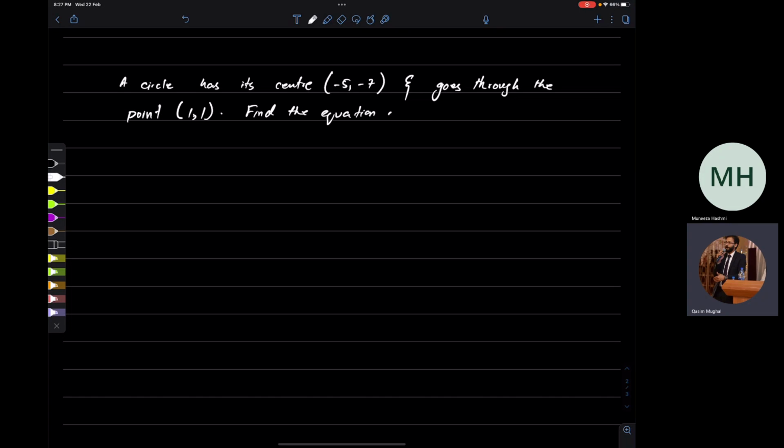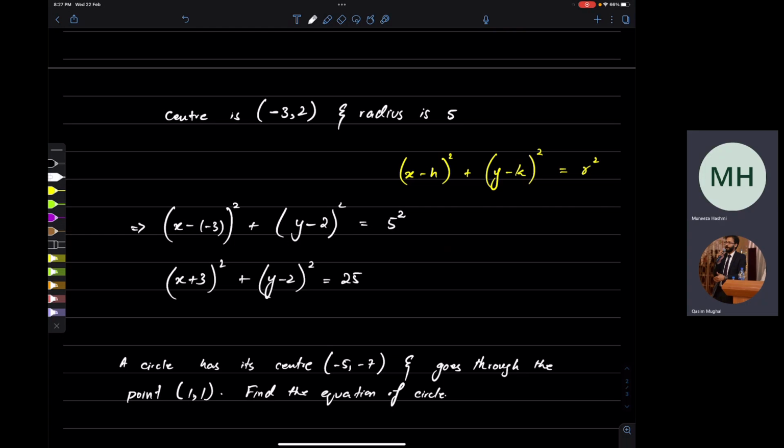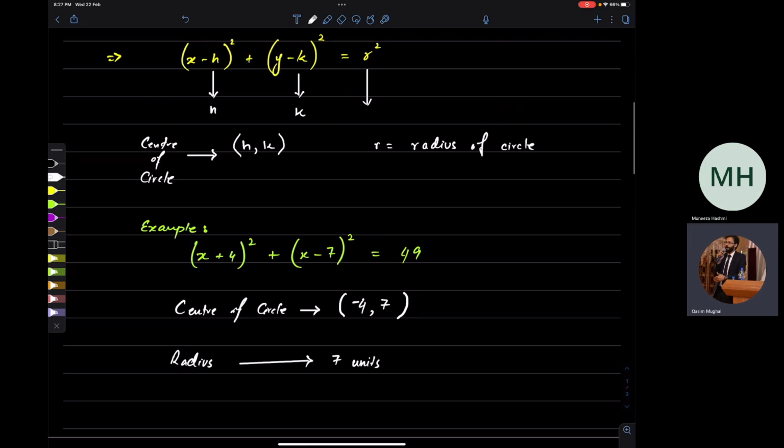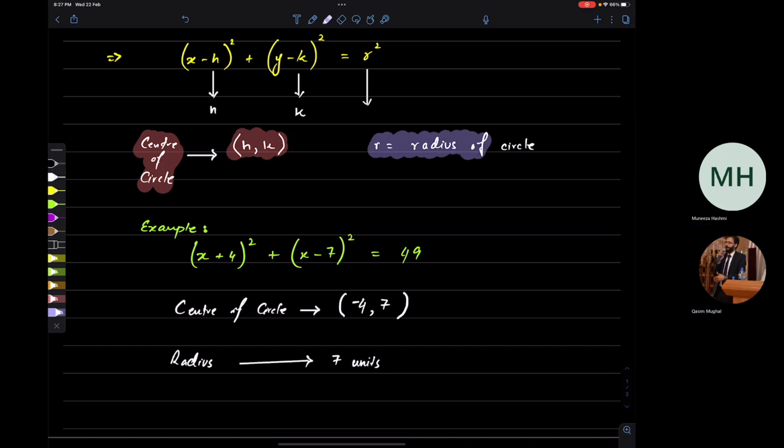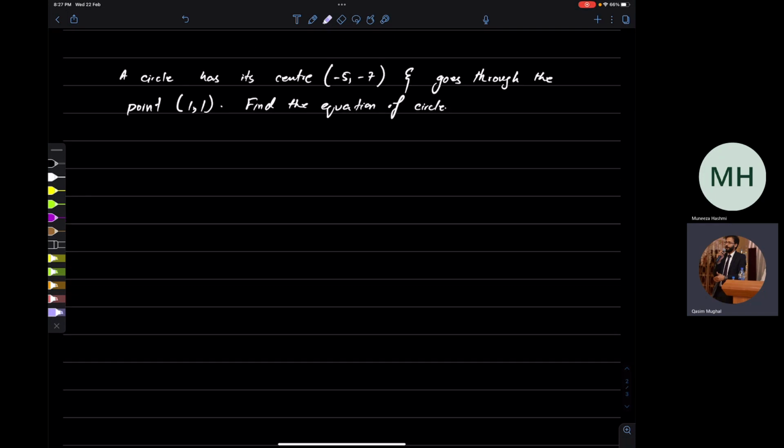Now, for any equation of the circle, remember there are two main things. One is the center of the circle, and another one is the radius of the circle. Whatever information is provided to you, you should keep those two things in focus, and check whether you have them or not. If not, then use the given information in order to get those two things: the center and the radius. Now, what do you think? What are you going to do over here?